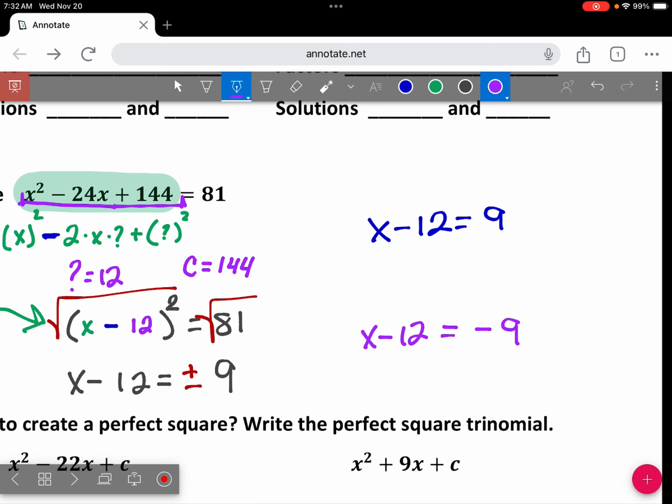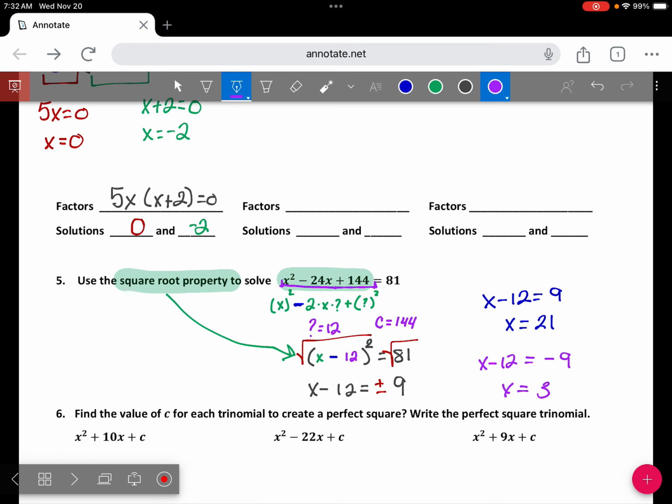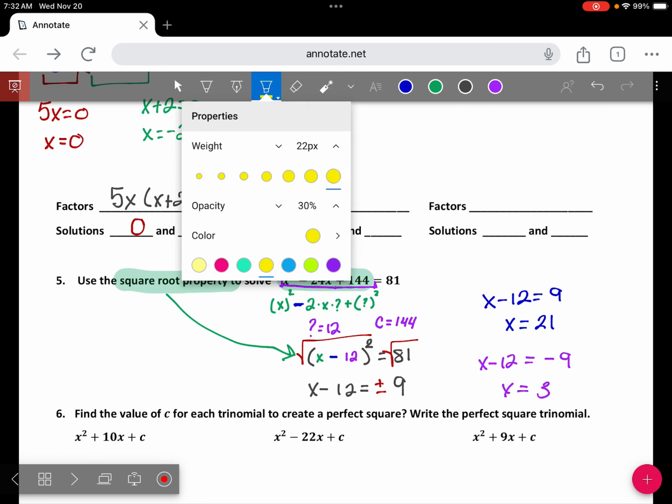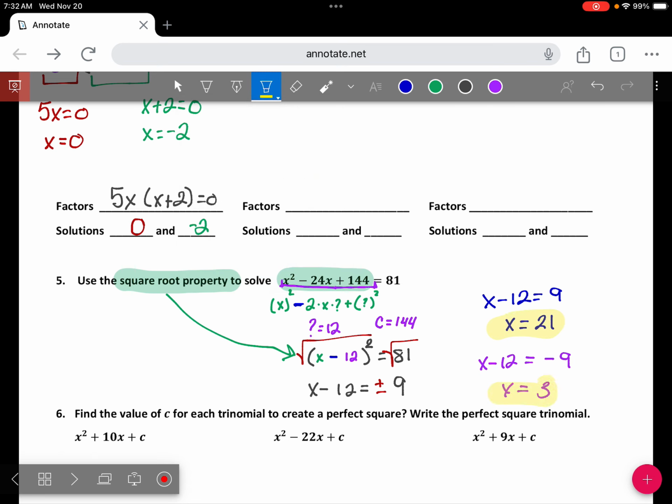So on this blue one up here, what do we get? X equals? On my purple one, x equals? 21 and 3. Both of those are solutions.